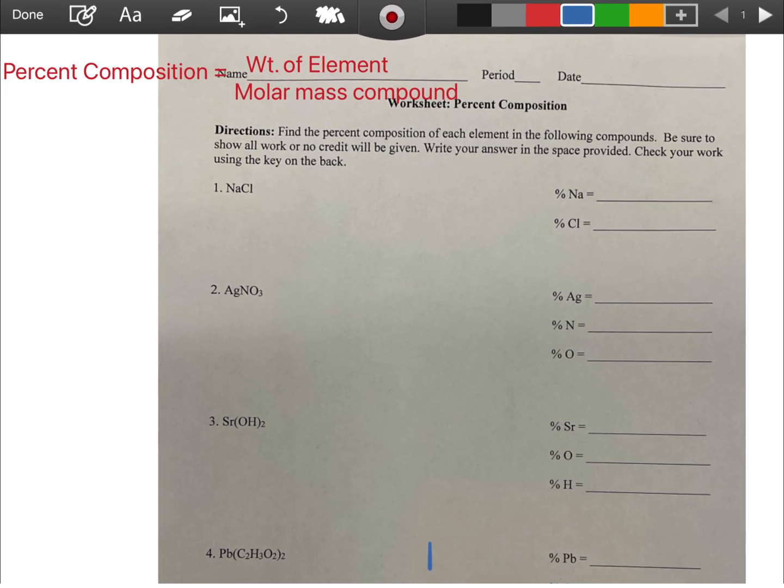All right, so now let's go ahead and do number 2, okay? And we're going to do silver nitrate. And so I'm just going to use the different space that I have. And so I got a question earlier today.